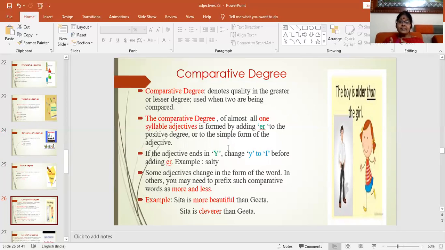Some adjectives can change in the form of the words. In others, you may need to prefix a comparative word such as more or less. For example, you cannot say beautiful, beautifuler, beautifulest. You have to say beautiful, more beautiful. So Sita is more beautiful than Geeta. Sita is clever, cleverer, cleverest. Sita is cleverer than Geeta. So for single syllable words, you can just add er, right?